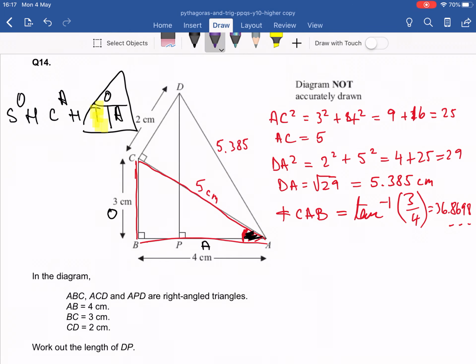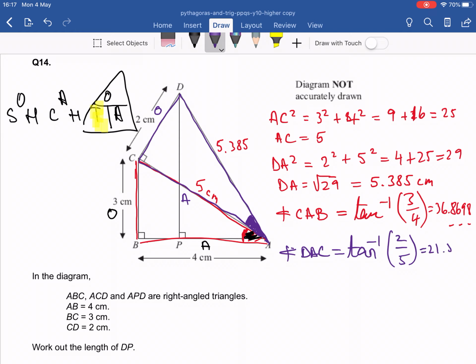And I'm going to do the same in my other triangle. So I'm going to go through the same process here in ACD, but this time I'm working on angle DAC. And I'm going to use the same ratio, because if this is my target angle here, the purple one, then this means CD is the opposite, AC is the adjacent. So I'm using exactly the same ratio and the same process. So that's going to be tan minus 1 of opposite, which is 2, over 5. I typed that in my calculator, shift tan 2/5, and that's giving me 21.8014.